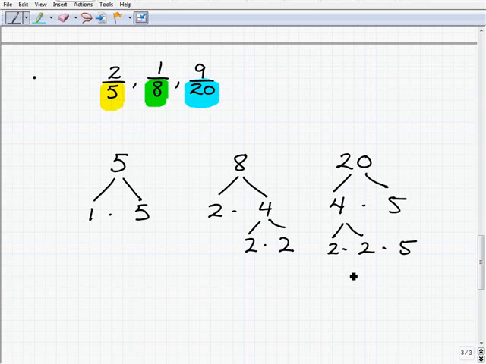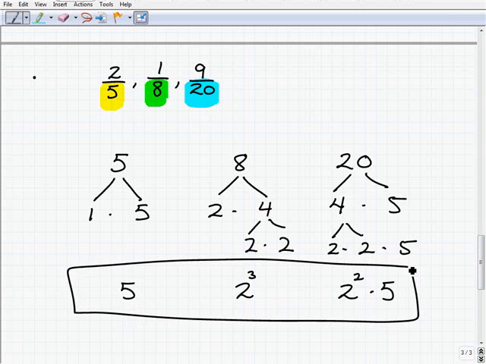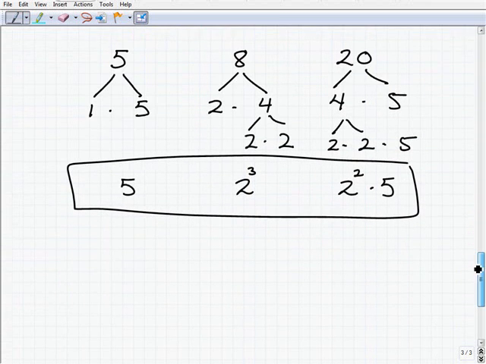Let's write these down. Remember, when we have repeating factors, you want to write things in terms of powers. So we'll write 20 as 2 squared, which is 4, times 5. Then 8 is 2 times 2 times 2, so this is 2 cubed. And 5 is simply 5. We don't really need to handle that 1 when we're talking about the LCM. So these are the prime factors we need to consider to form our LCM, or in this case, the LCD. Let's have you do that.